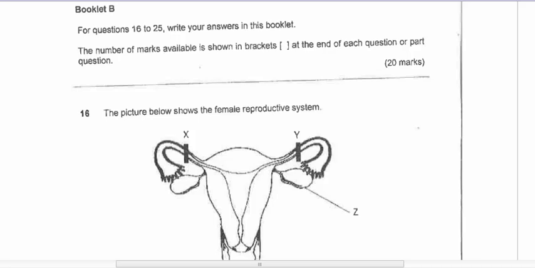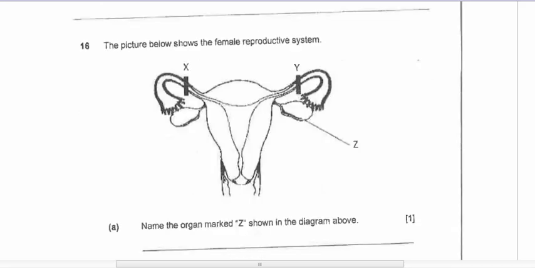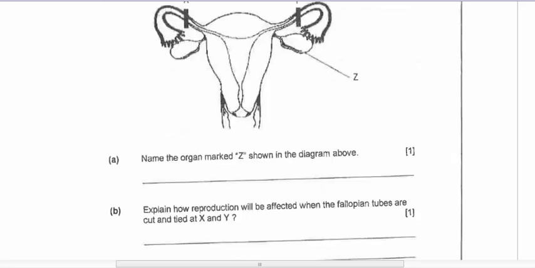Now we're going to look at booklet B. So question 16. Name the organ marked Z. Well, it's quite obvious. The organ marked Z is the ovary.